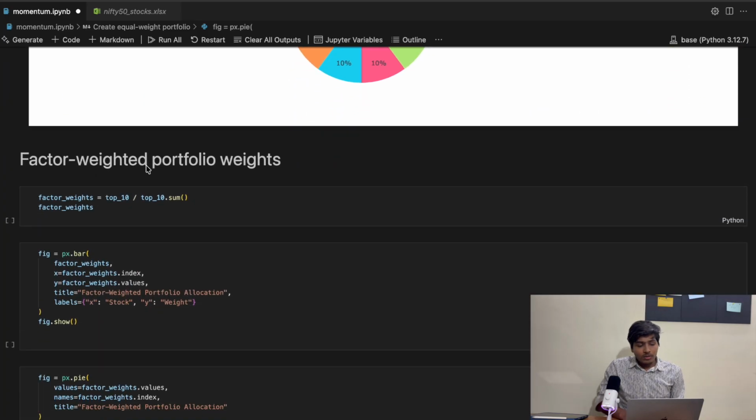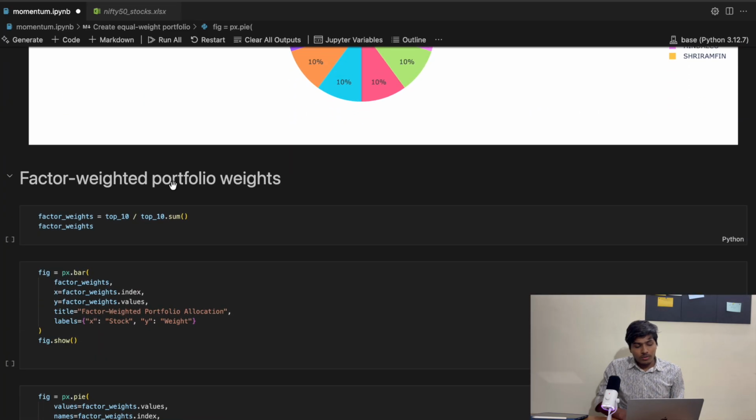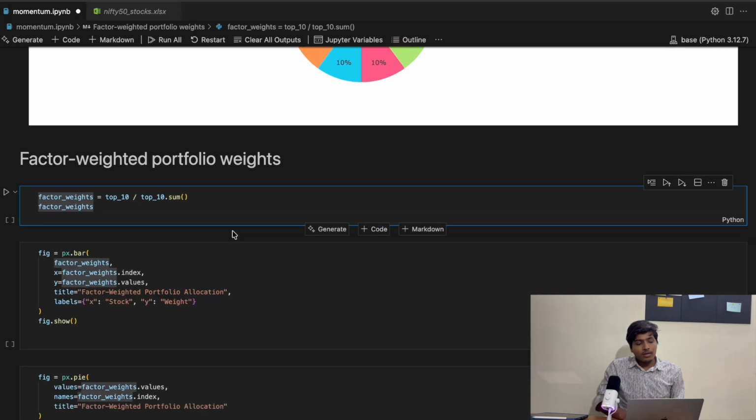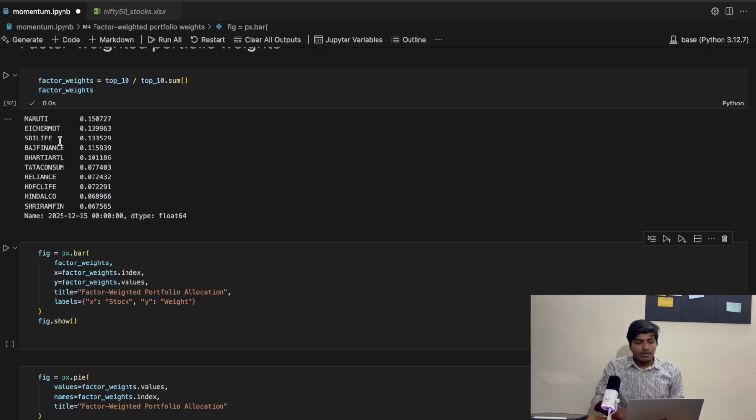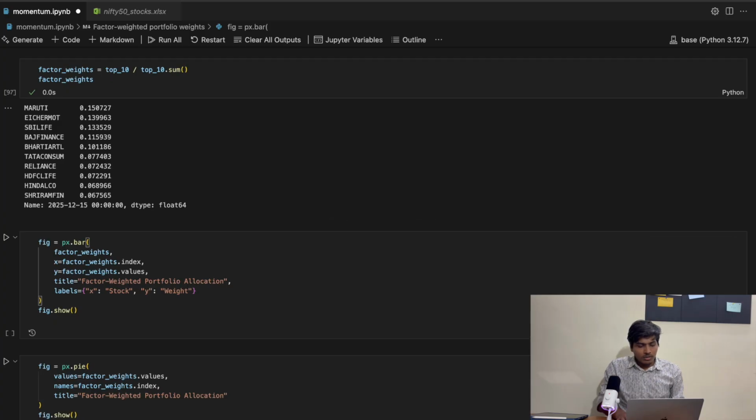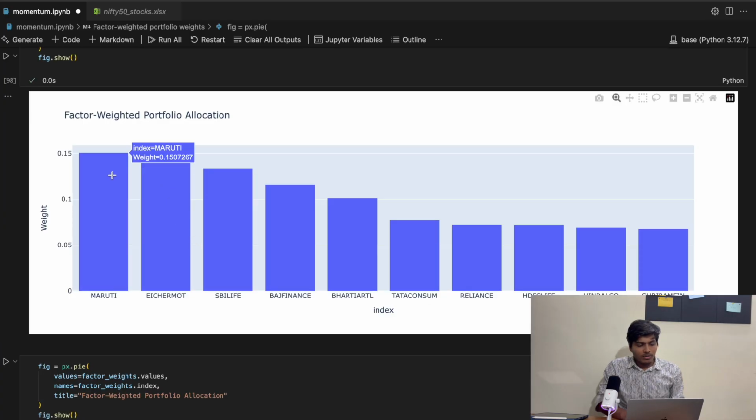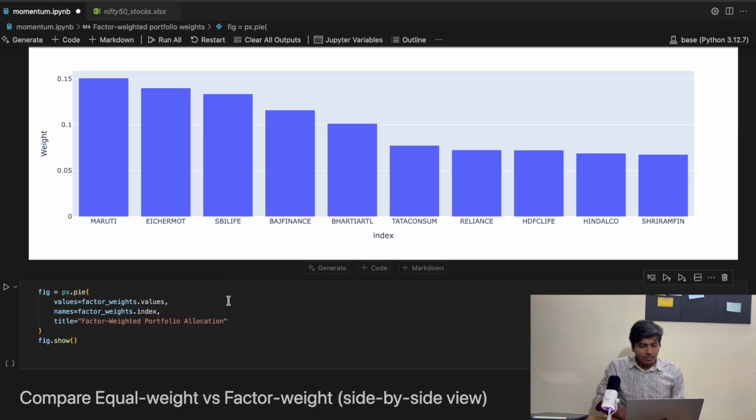Now let me show you the factor weight portfolio. We know the factors, then weight will be factors divided by the summation of all the factors. So this is factor divided by the summation of all the factors. Now the weight is proportional to the factors. If you see the plot, Maruti got the highest weight, 15%, and then Eicher Motor got around 14%. Let's see with a pie chart.